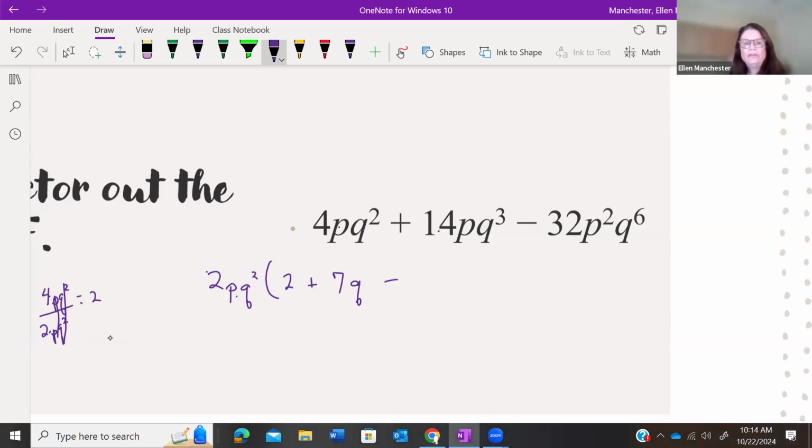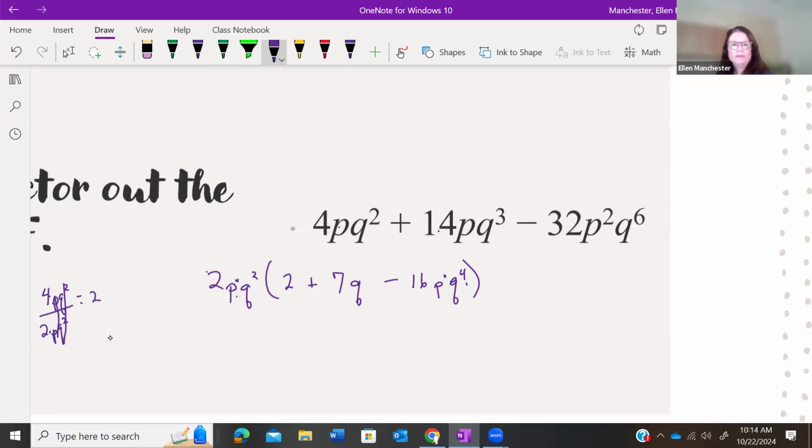And then 32 divided by 2 is 16. P squared divided by p is just p. Q to the 6th, q to the 2nd, I have q to the 4th left over. And notice all I'm doing is just subtracting those exponents. 2 minus 1 is 1. And 6 minus 2 is 4. So whenever you're doing division, that's the technique with exponents, is you subtract the exponents.